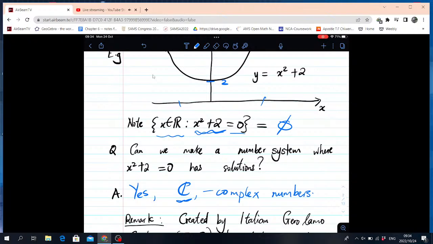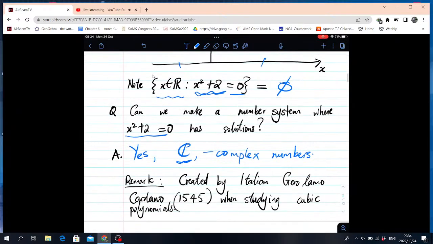We want to be able to find solutions of equations like this that don't have solutions in the real set, right? In the set of real numbers. And just as a remark, complex numbers were created by this Italian mathematician Cardano, around 1545, and he was studying cubic polynomials, trying to find roots of those, and that's how they were created. If you want, you can Google and find out more about that.